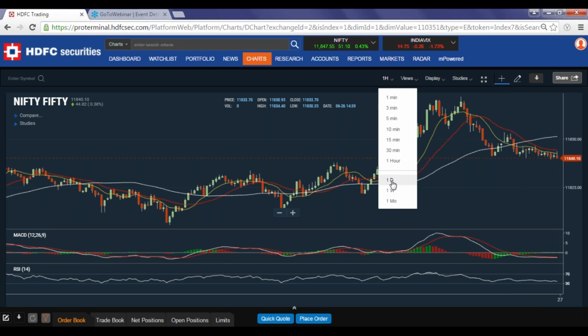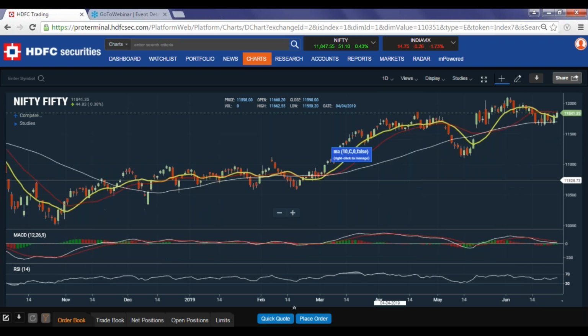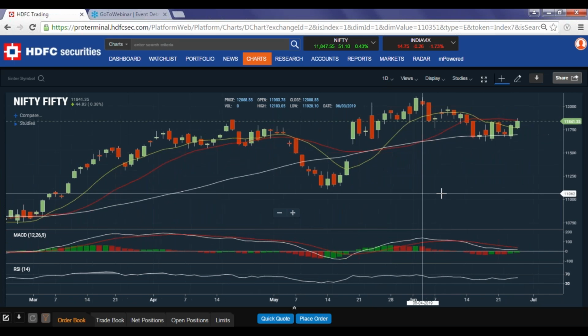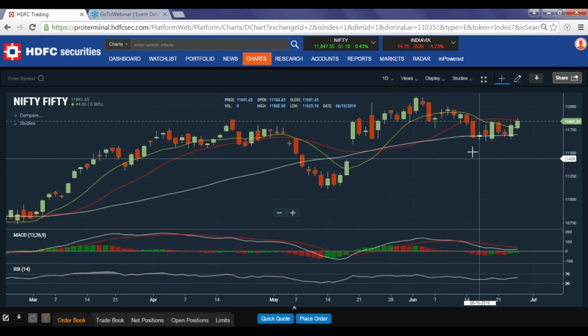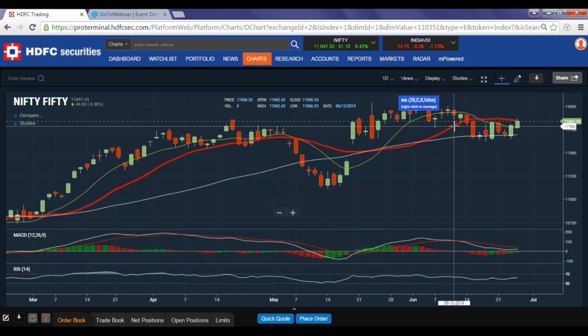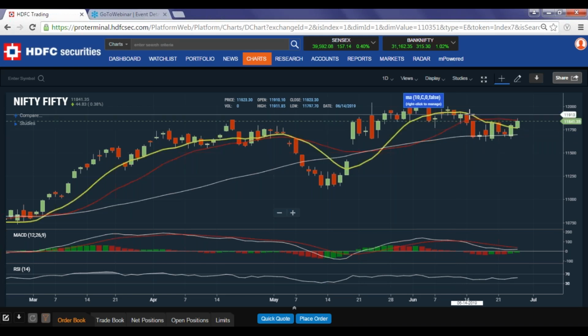And I would prefer, let's go for a 1 day chart, right? So this is where we see. Once again, let us remember what we studied. The white line you can see is my 50-day moving average. The red line you can see is a 20-day moving average. The yellowish-greenish line you can see is a 10-day moving average.